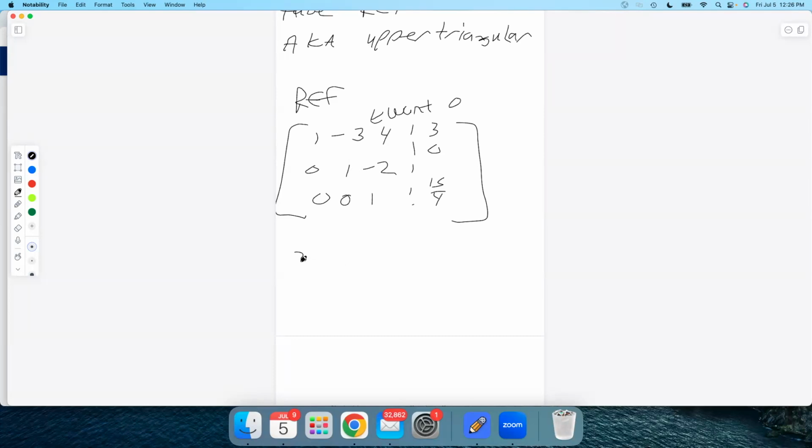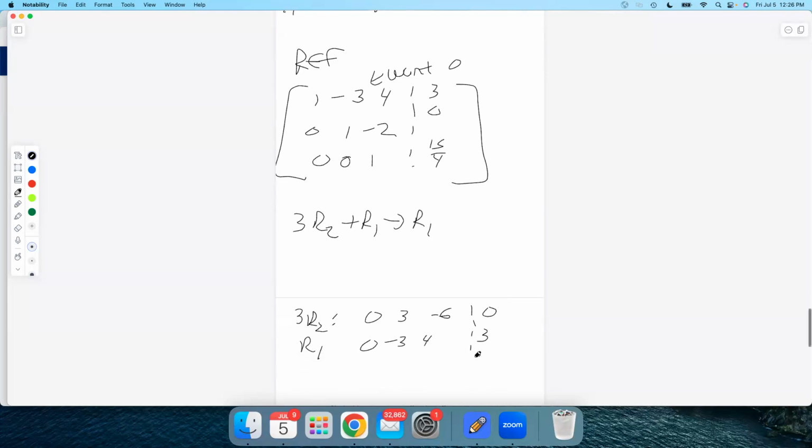So I'm going to take 3 times row 2 plus row 1, and that will become my new row 1. So 3 times row 2. And I'm telling you, you got to write out all these steps. That's going to be 0, 3, -6, 0. Old row 1, 0, -3, 4, 3. Add those straight down.